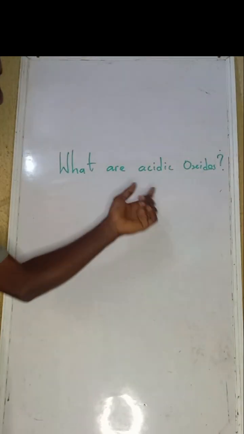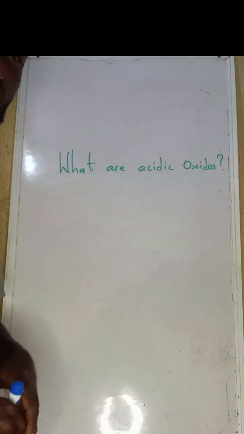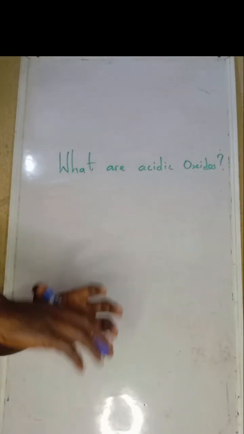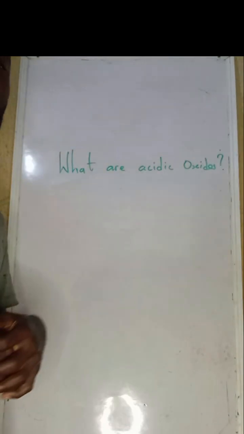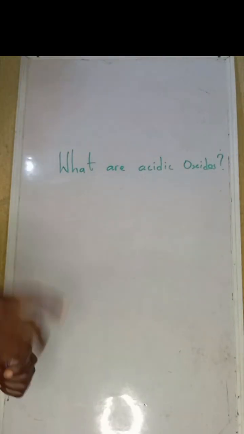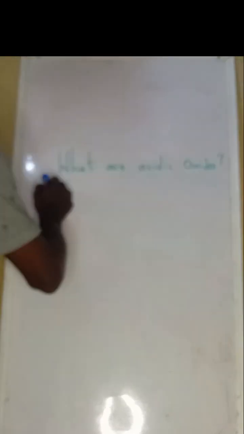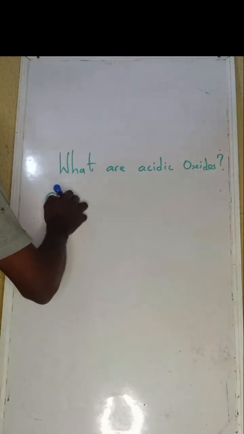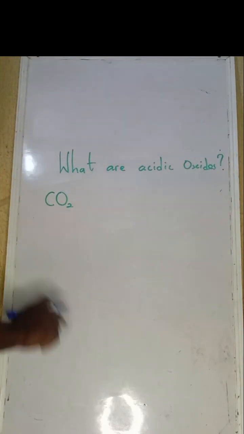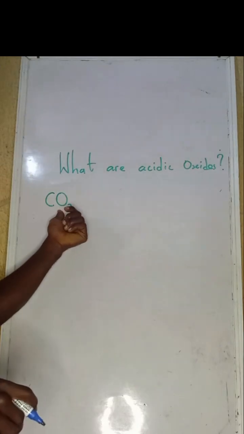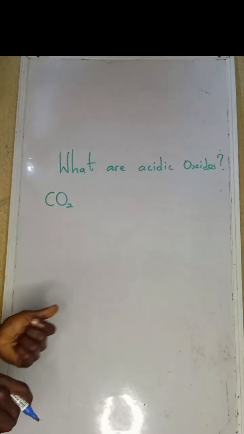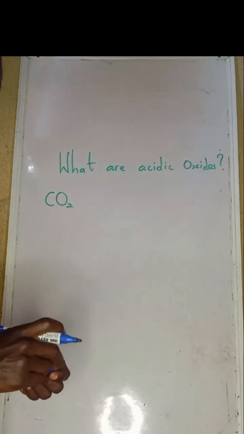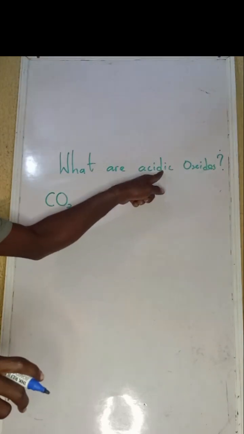So acidic oxides are oxides that can behave as an acid in a reaction. That is what acidic oxides are. So what specifically are they? They are oxides of non-metals. An example of a non-metal is carbon. When carbon reacts with oxygen, it's going to form an oxide called an acidic oxide. Now, when these acidic oxides, carbon dioxide for instance, react with water, they are going to form an acid, and that is why we call them acidic oxides.